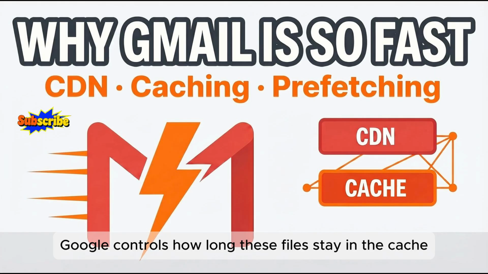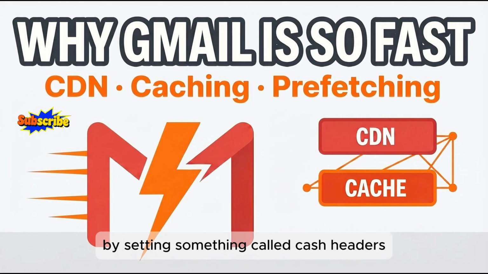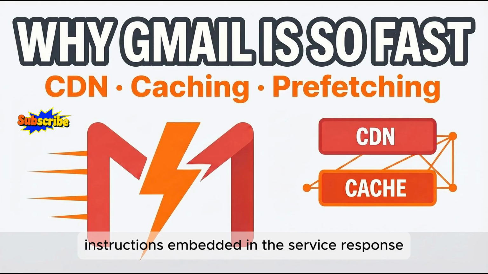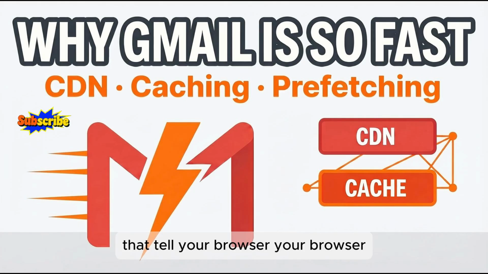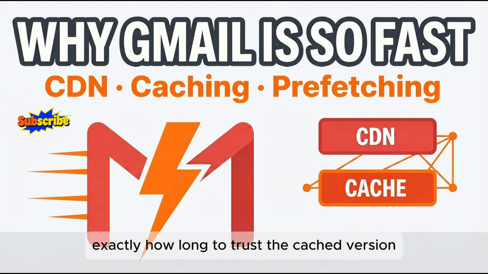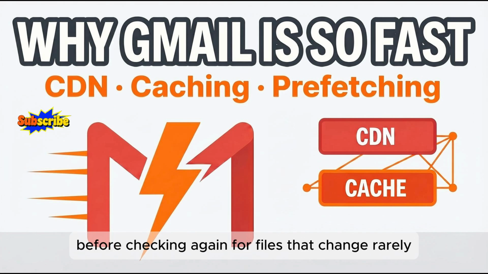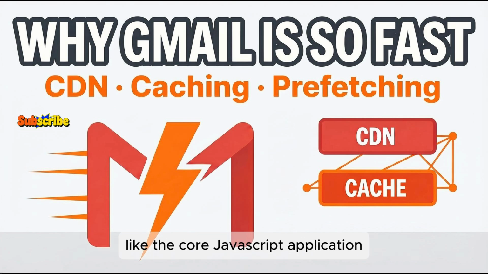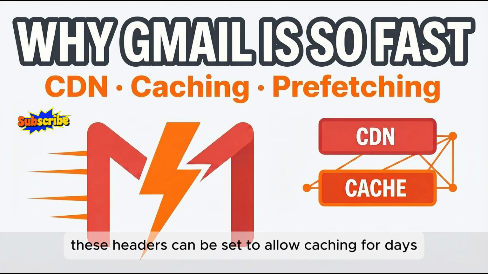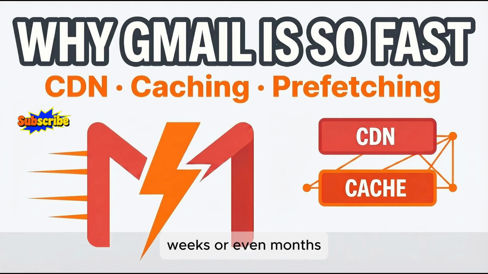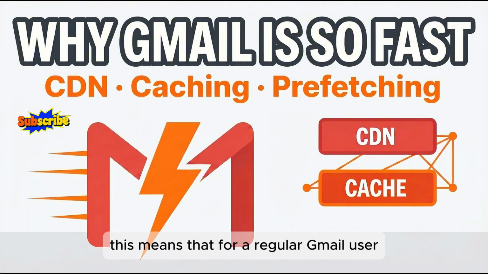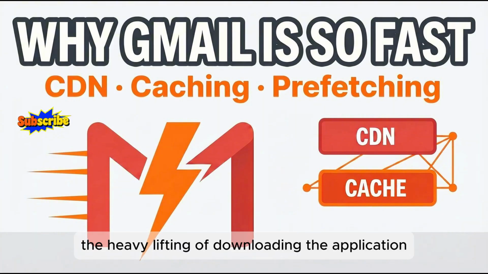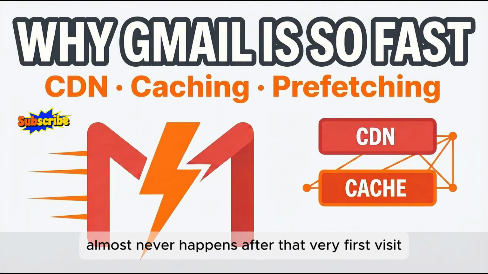Google controls how long these files stay in the cache by setting something called cache headers. Instructions embedded in the server's response that tell your browser exactly how long to trust the cached version before checking again. For files that change rarely, like the core JavaScript application, these headers can be set to allow caching for days, weeks, or even months. This means that for a regular Gmail user, the heavy lifting of downloading the application almost never happens after that very first visit.